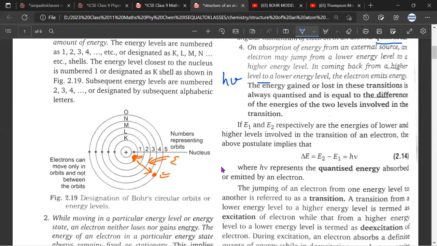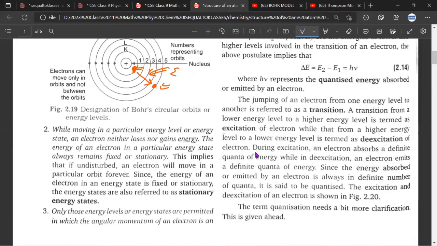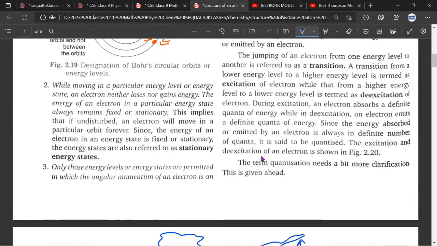So this is what Bohr was trying to say: as you go away from the orbit, your energy will increase, which also implies that if you have to take the electron to the higher shells, you'll have to provide energy. Are we clear or not? Okay. Now, this is what he is trying to say.